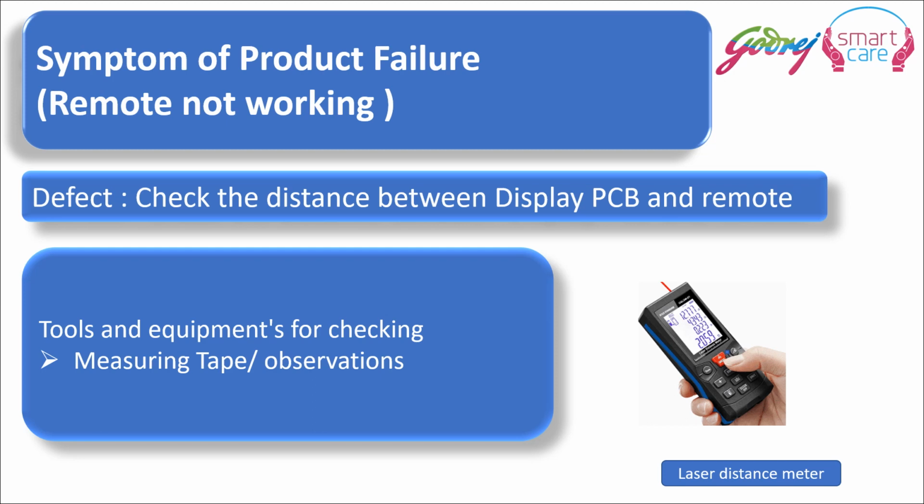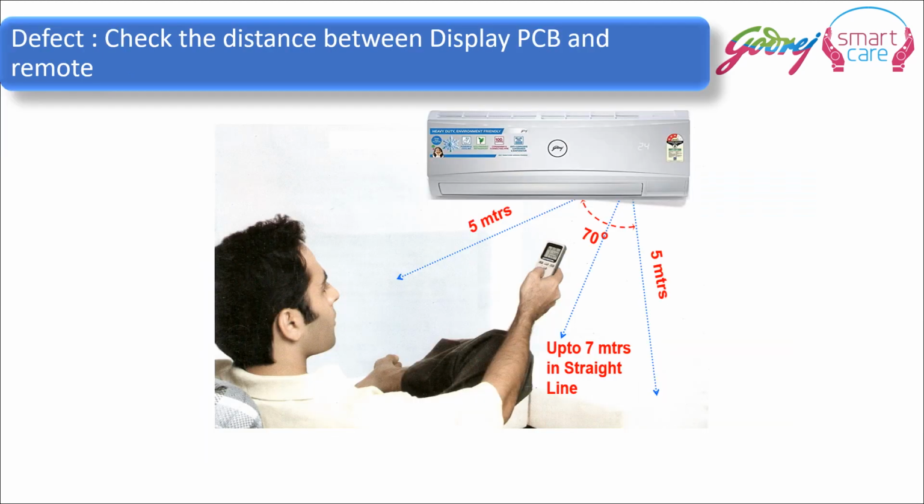Many a times the problem of the remote not working can be attributed to the large distance between the remote and the indoor unit. The distance should not be so large that it is beyond the range of the remote control. How do we check this? When we stand in front of the indoor unit at a maximum of 7 meters apart, the remote control should work. Beyond 7 meters, we may not guarantee that the remote control will work properly.